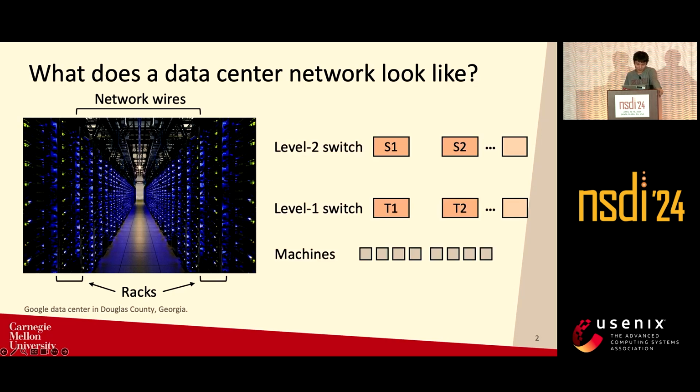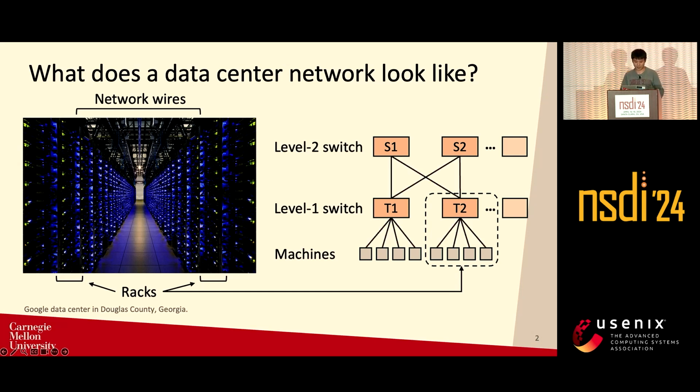But for the rest of the talk, I'm going to simplify the topology a little bit and draw it like this. So the machines and level 1 switch in the dashed circle map to a rack in the photo. And then there are also network links connecting machine to switch and switch to switch. These network links can be heterogeneous and have very different capacity.